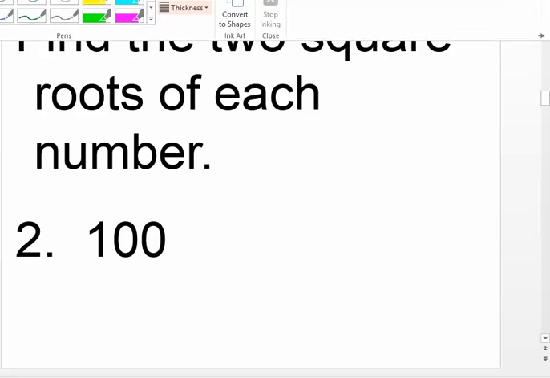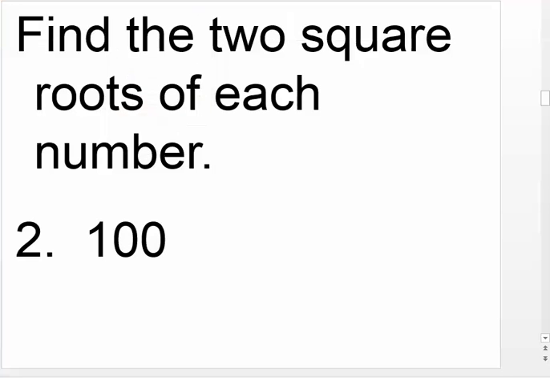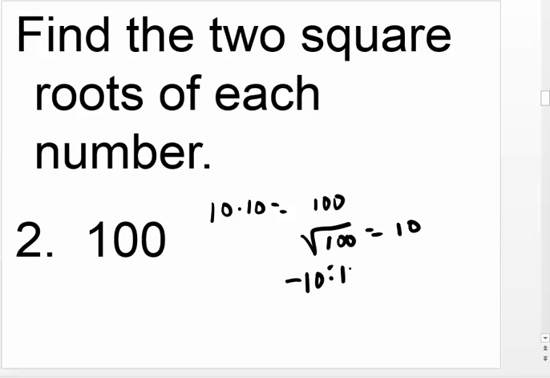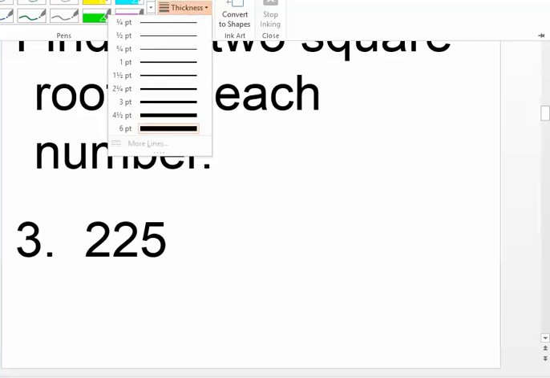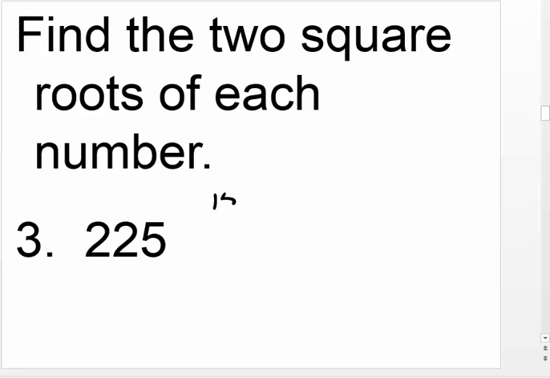Once again, we have the square root of 100. So that means what number times itself? Using your calculator, you'll see that 10 times 10 is 100. So the square root of 100 is 10. Likewise, negative 10 times negative 10 is 100. So we can say the square root of 100 is plus or minus 10. Again, the square root of 225 is 15 times 15, or plus or negative 15.